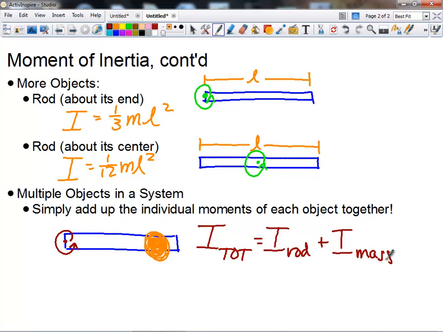Moments of inertia are always positive. They're not vector quantities. So whenever you want to find the moment of inertia of a multiple object system, all you have to do is just add up the individual moments of inertia.